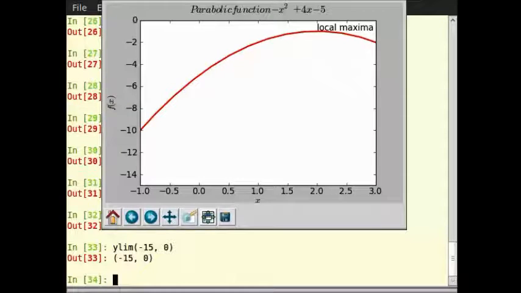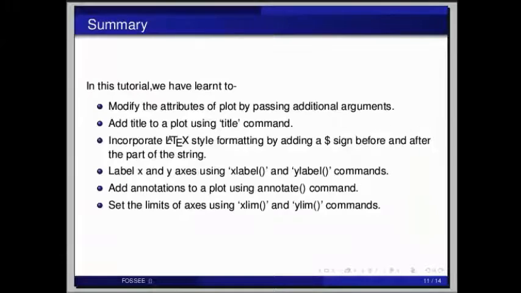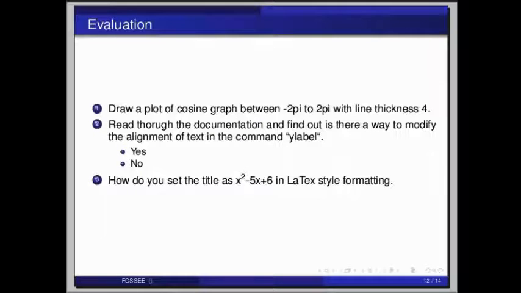So this brings us to the end of this tutorial. In this tutorial we have learned to modify the attributes of a plot like color, line width, and line style by passing additional arguments, add a title to a plot using the title command, and incorporate LaTeX style formatting by adding a $ sign before and after the part of the string, label the x and y axis using the xlabel and ylabel commands, then add annotations to a plot using the annotate command, then get and set the limits of the x-axis and y-axis using the xlim and ylim commands. Here are some self-assessment questions for you to solve.